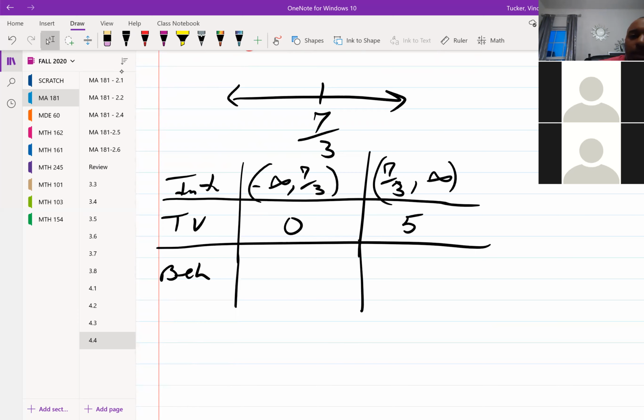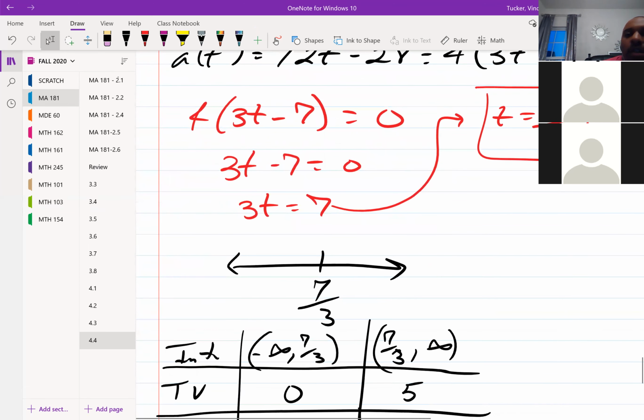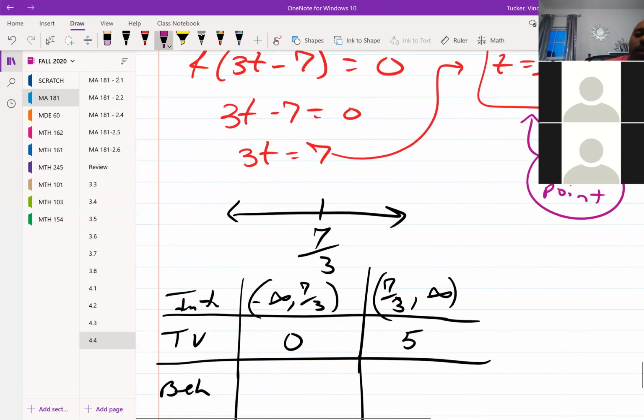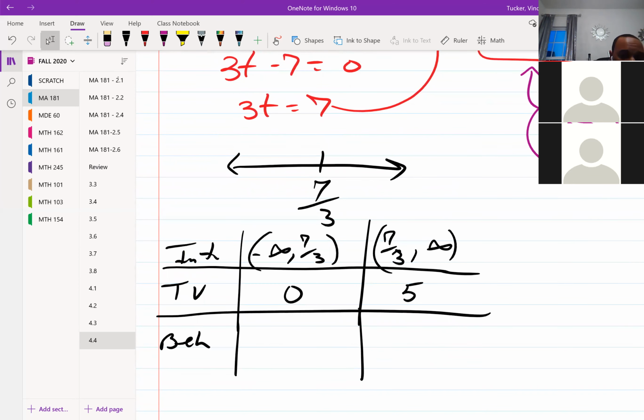All right, so we can do the same thing here. We saw that setting our acceleration equal to 0, we got the one value of t equal to 7 over 3, and that is an inflection point. So getting our concavity straight, we set that same chart up. I decided to use 0 and 5, something less than 7 over 3, something greater than 7 over 3.